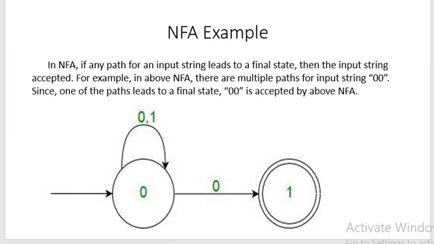In an NFA, if any path for an input string leads to the final state, the string is accepted. Here this is the starting state, and the double ring shows the final state. For example, in this NFA there are multiple paths for the input string 0, 0. Since one of the paths leads to the final state, 0, 0 is accepted by the NFA. We are going to see how to accept a language for an NFA in detail in the next class.